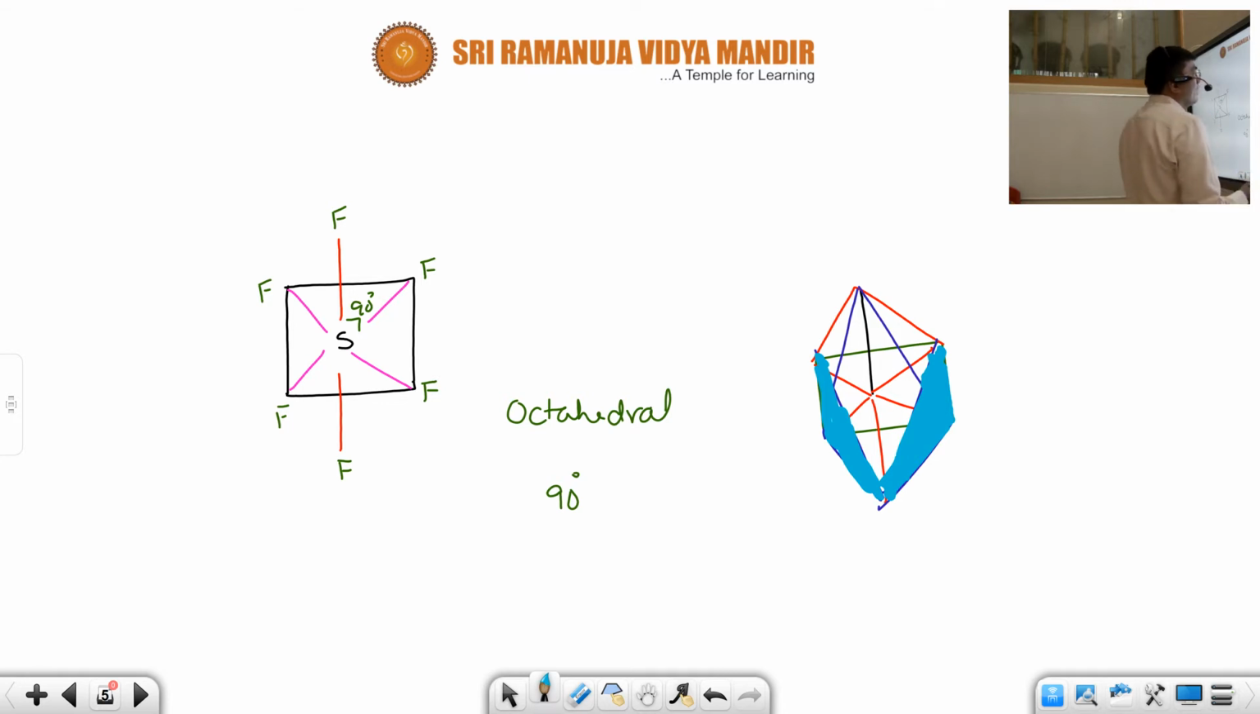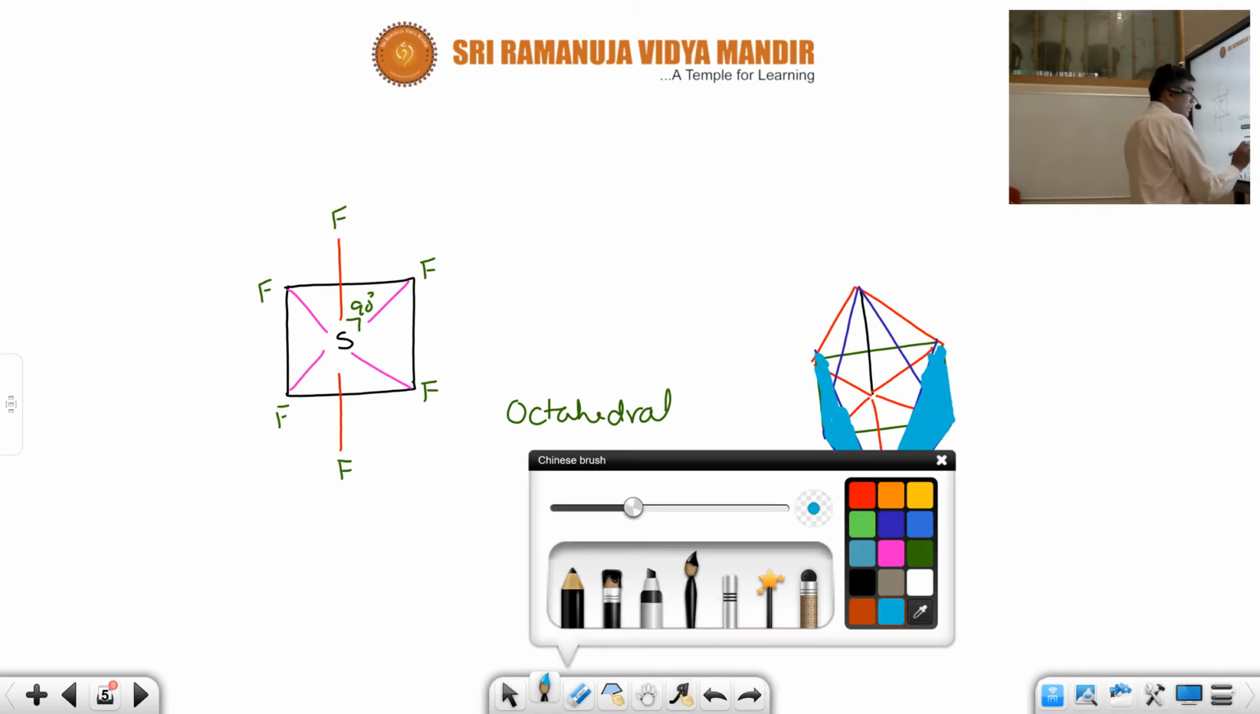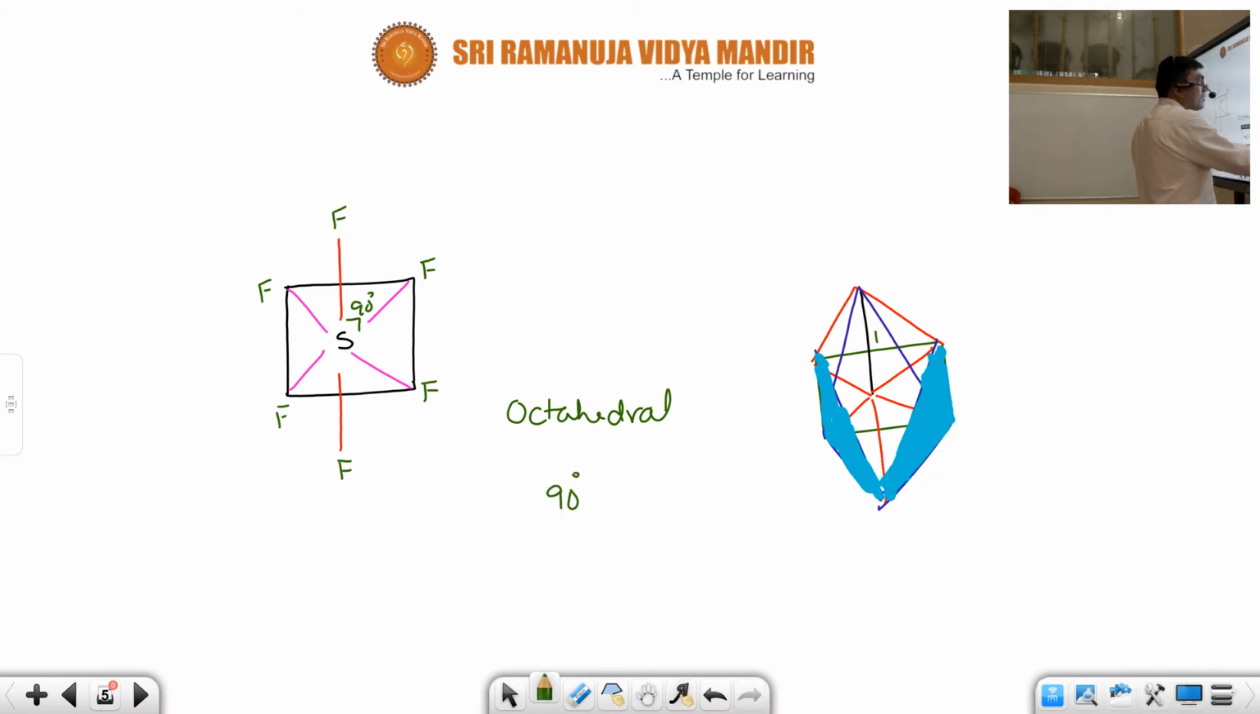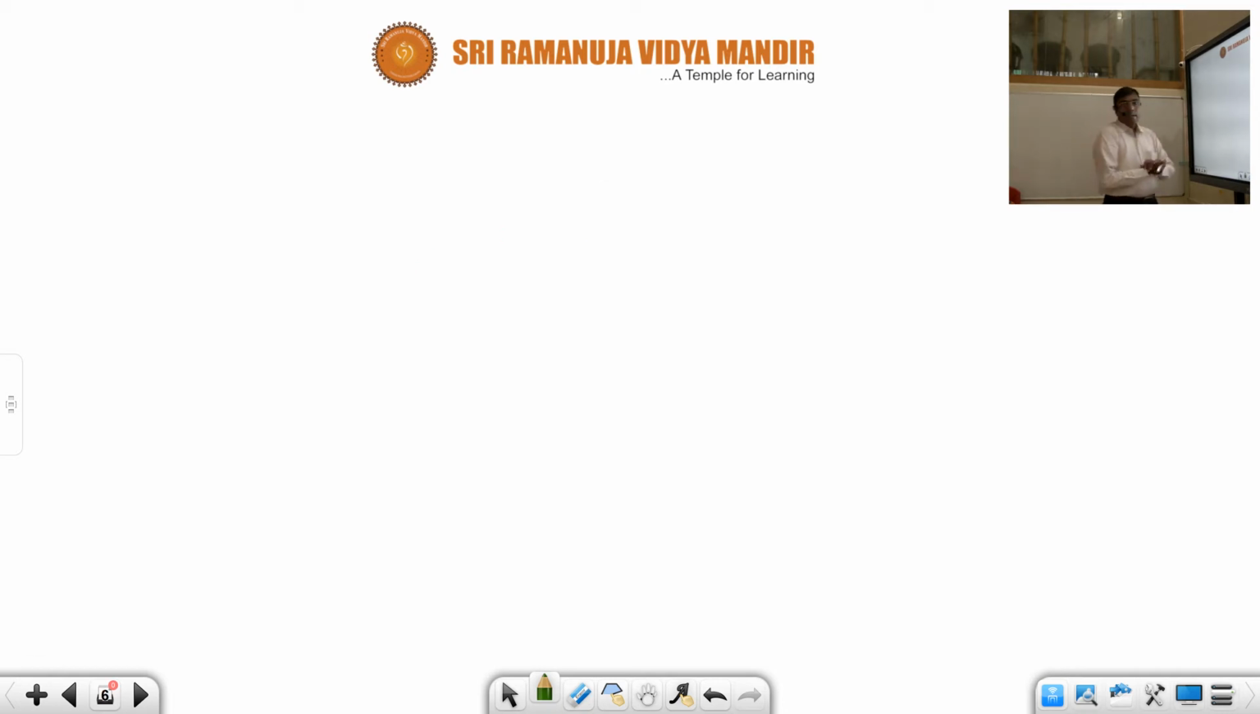So of an octahedron, this is one, 2, 3, 4. I hope you understood. Clear or not? Yeah. Similarly, down also 4. Total 8 faces. This is an octahedral geometry with sp3d2 hybridization. Now let us take another example.